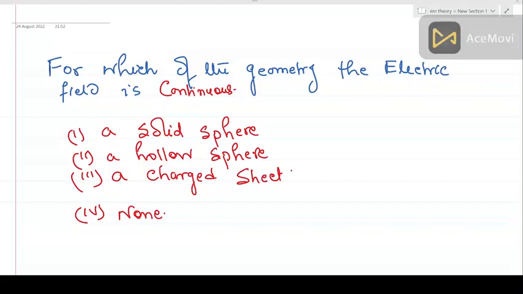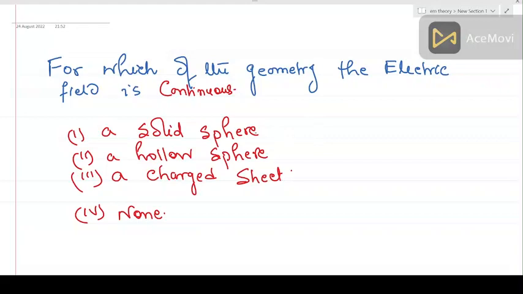To start with the topic, here is an example of a multiple choice question that may be asked to you in any exam: for which of the geometries is the electric field continuous? Now how will you answer this question? There are three options, and the fourth one is of course none of these: solid sphere, hollow sphere, charge sheet.